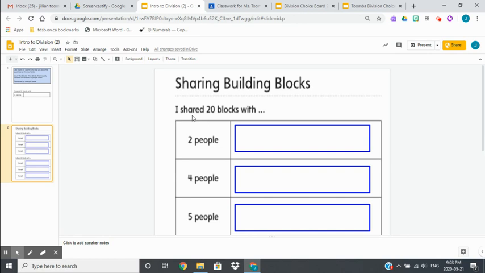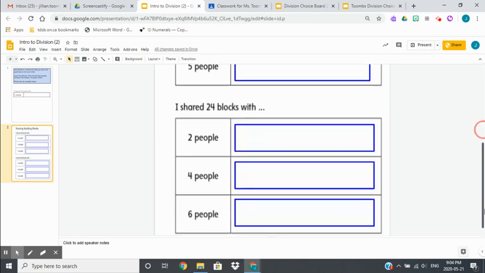So it says, I shared 20 blocks with 2 people, 4 people, and 5 people. And what you're going to have to do today is figure out how many blocks each of these people would get. So if you take this 20 blocks and you share it amongst these 2 people, how many blocks would each person get? Same with up here. If you took these 20 blocks and then shared them with 4 people, how many would each of those people get? That's how you read these questions.